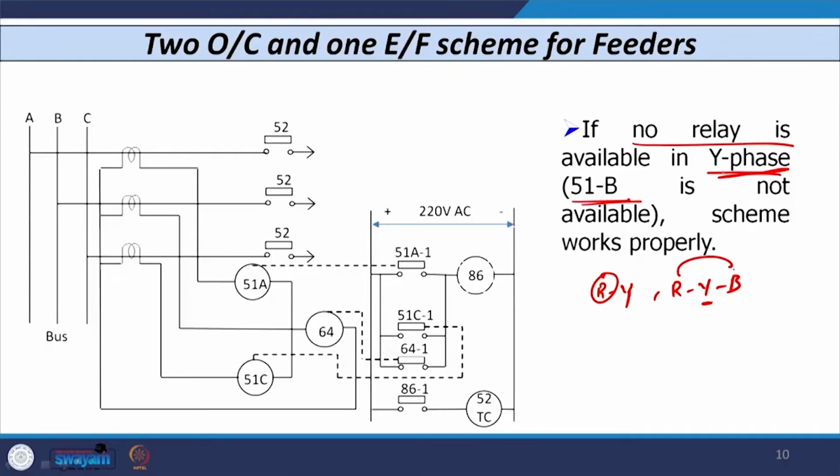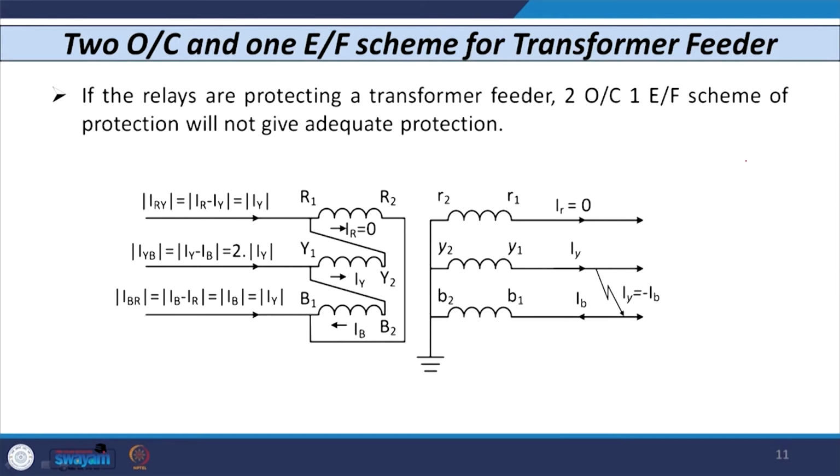perfectly well. The only disadvantage of this scheme is that whenever we have a star delta transformer involved, meaning any distribution feeder is feeding the transformer, then there can be a possibility of delayed time of operation. Well, let us consider this with an example. Again you consider that in Y phase there is no unit, we have removed the 51B from the Y phase. Now, let us consider one star delta transformer and let us assume that we use the 2 overcurrent 1 earth fault scheme. So, there is no unit in Y phase.